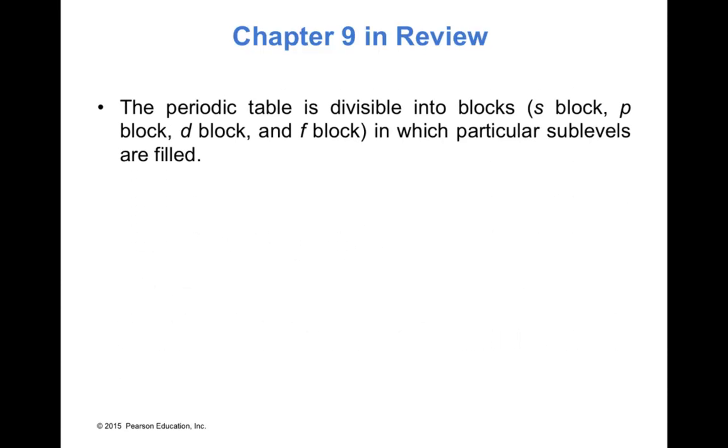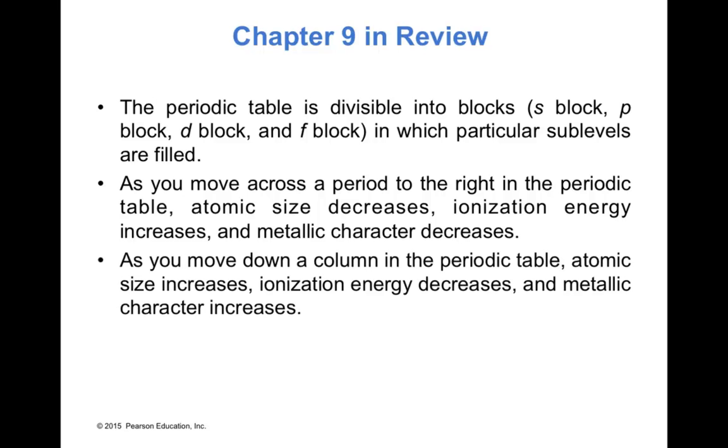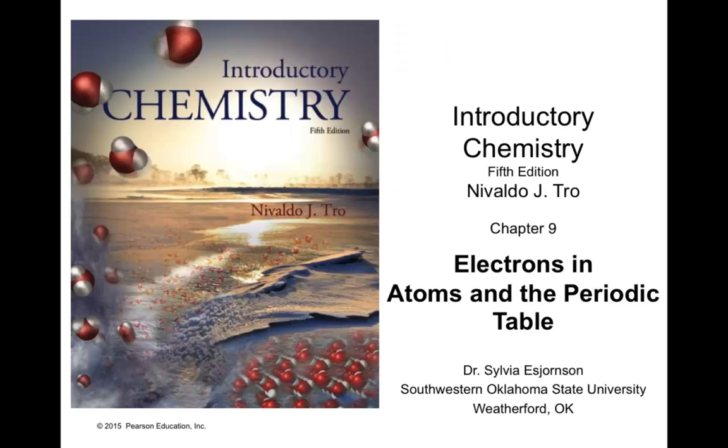The periodic table is divisible into 4 different blocks: the s block, the p block, the d block, and the f block, in which particular sublevels are filled. As you move across a period to the right in the periodic table, atomic size decreases, ionization energy increases, and metallic character decreases. As you move down a column in the periodic table, atomic size increases, ionization energy decreases, and metallic character increases. So this will be all for Chapter 9, Electrons in Atoms and the Periodic Table.